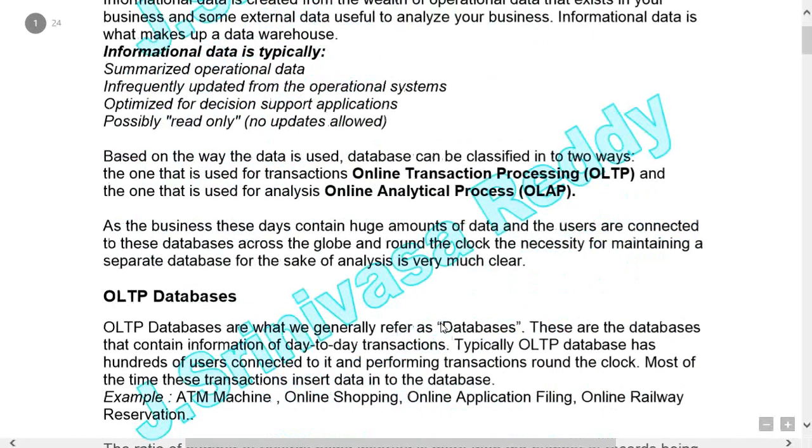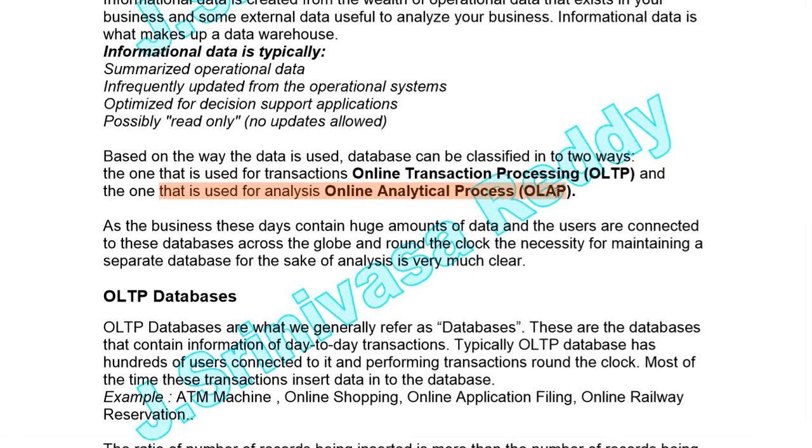So simply, two points we have to understand. Based on the purpose for which we are using the data, the databases are classified into two different types. One is that which is used for business transactions, known as OLTP. The second one is that which is used for business analysis, management-level analysis. That is what is known as OLAP, online analytical processing.